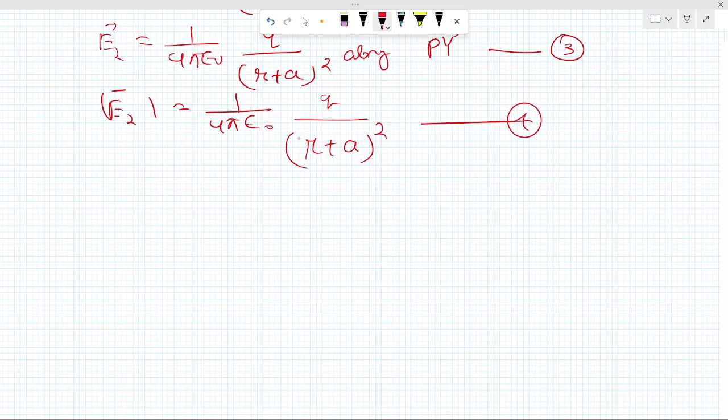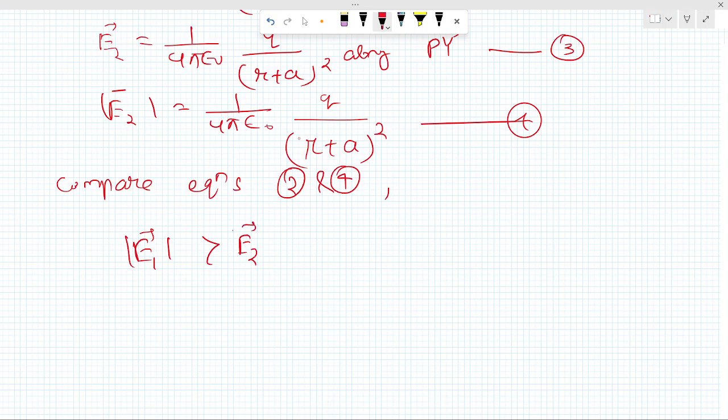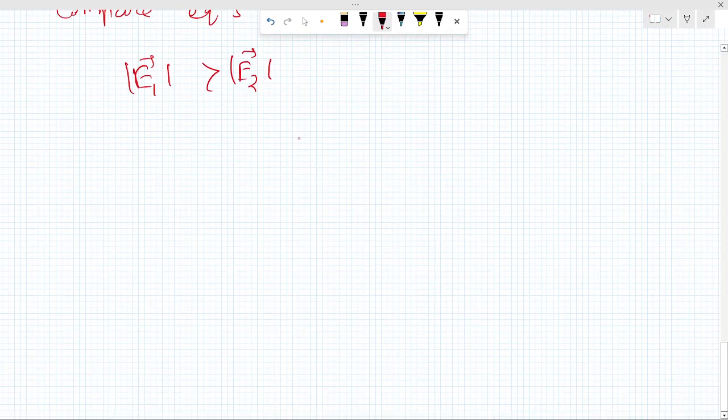Okay, so now compare equation 2 and equation 4. You can see E1 magnitude is greater than magnitude of E2. In E2 we have the denominator r plus a whole square, and in E1 we have the denominator r minus a whole square. There is the difference. That's why magnitude of E1 is greater than magnitude of E2.